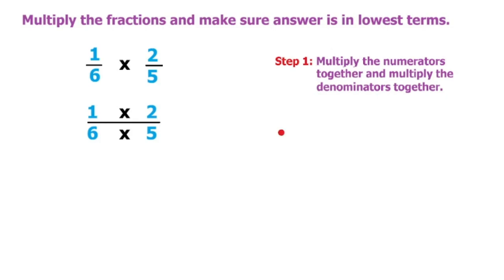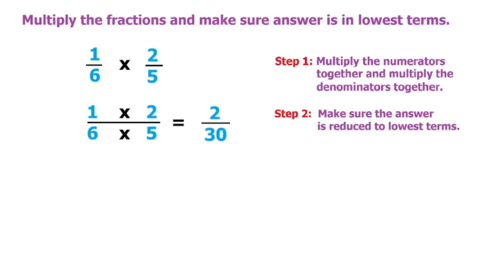So this is how we do multiplication in fractions. Multiply the tops and multiply the bottoms. So when you multiply the top, 1 times 2 equals 2, and then the bottom is 6 times 5, which equals 30. The next step is to make sure the answer is reduced to lowest terms.